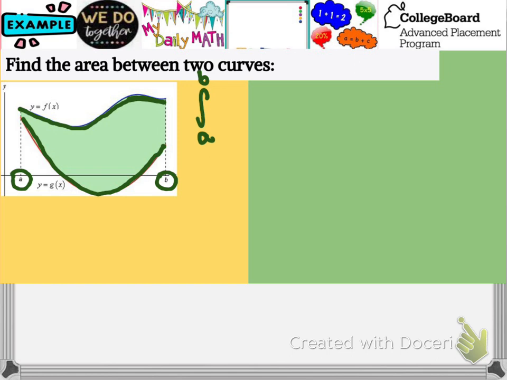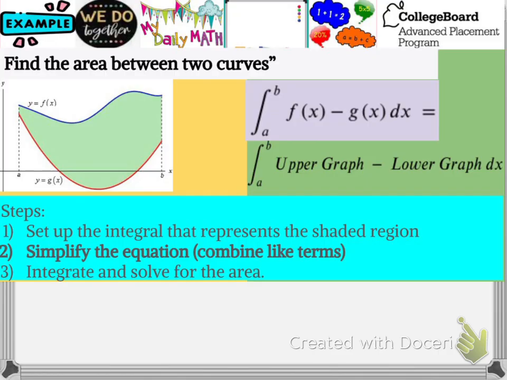Okay, so how do I write down my equation or my expression? That will be upper function, in this case, it's f of x, that is above, minus the lower function, which is g of x, dx. Now, I wrote down several steps on solving the area between two curves, or just the general steps. So I want to go to the next page and I'll tell you what to do.